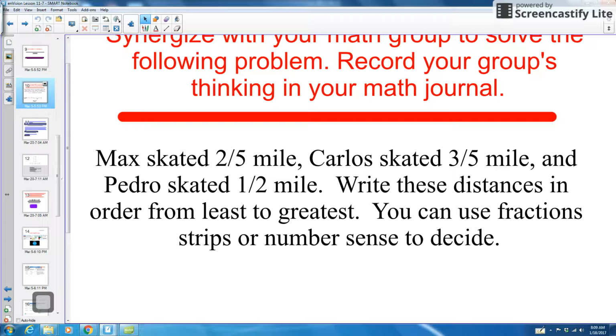All right, boys and girls. So this is our last lesson for topic 11. Sorry, and we are going to take what we worked on yesterday and kind of just bump it up a little. So yesterday we focused on comparing just two fractions. We had two fractions to look at to decide which one was smaller, which one was larger.